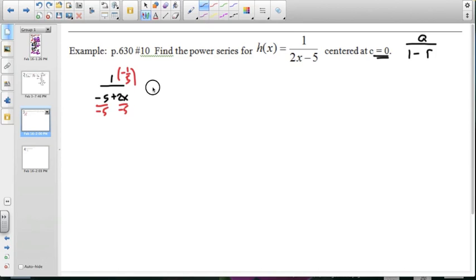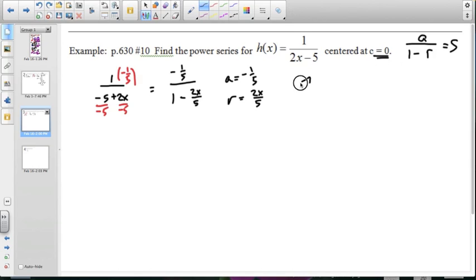I'll write it like that. And so we have negative 1/5 in the numerator, 1, and we get the minus sign from here. So I'm going to go ahead and throw the minus sign out there, 2x over 5. So we have an a of minus 1/5, and we have an r of 2x over 5. And those are positive because we needed the minus sign to fit our geometric sum expression.